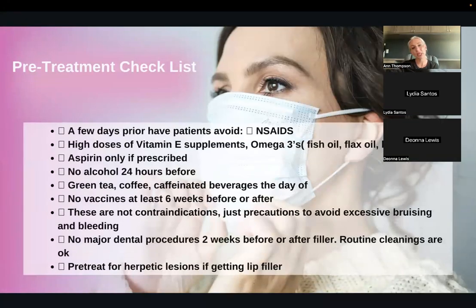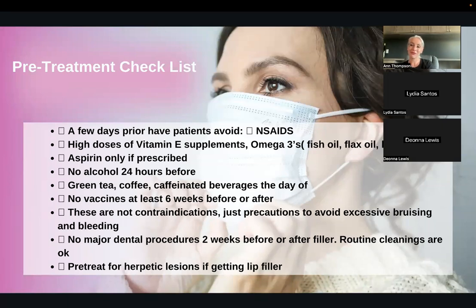This is going to be the pre-treatment checklist that your patient needs to go over. If they do have the ability to stop NSAIDs prior to the procedure, a couple of days is usually recommended, just so it minimizes bruising. Same with any high doses of vitamin E, fish oil, flax oil, anything like that. No alcohol for 24 hours prior. Green tea, coffee, anything like that can also cause some bruising.